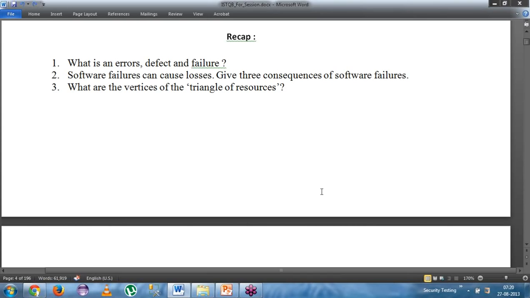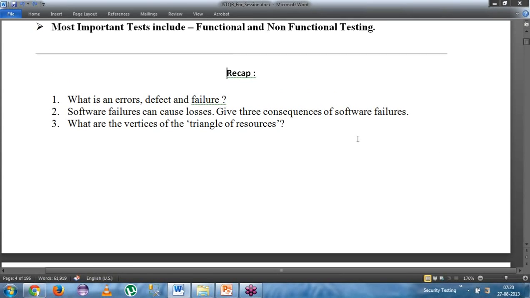Fine. I think in the interest of time, we will just wrap up with this recap, and then we will do the question and answers and take up the mock test. So the recap is, what is an error, defect, and failure. We have seen an error is human action, which might lead to an incorrect result. When you find a problem associated with it during the execution, it is a defect or bug. When you ship it to the end users, it is a failure.